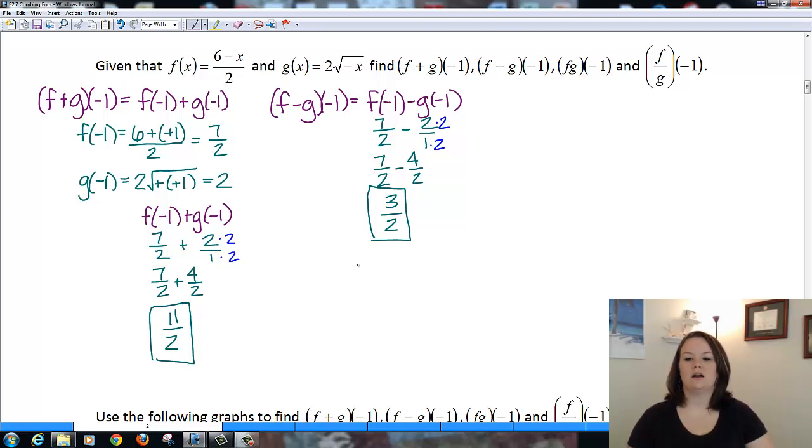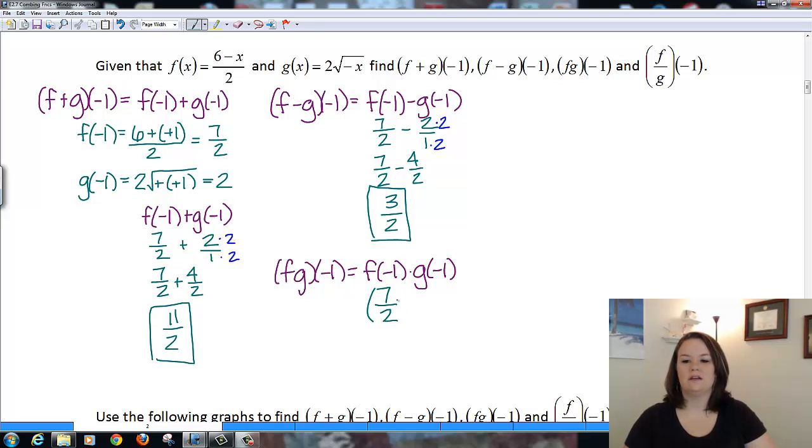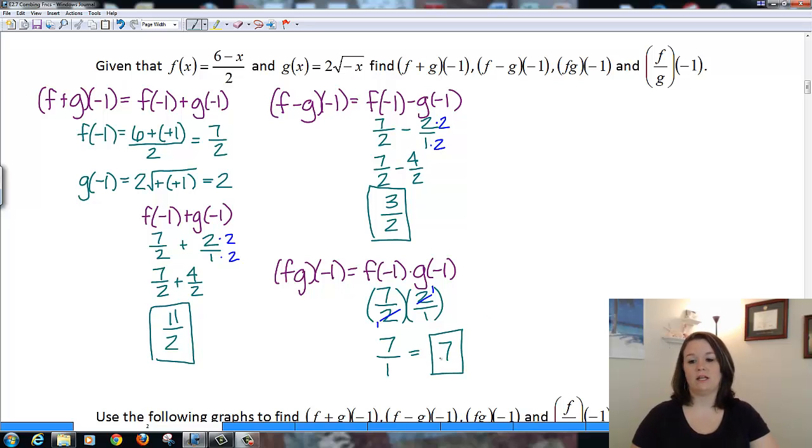Okay. So let's look at our multiplication, our product function. f times g of negative 1 means I'm doing f of negative 1 times g of negative 1. So when I plug in the values, remember that I found here in teal, that means I'm doing 7/2 times g of negative 1, which is 2, and I'm going to write that as 2 over 1. Okay. So notice here I can go ahead and reduce. My 2's cancel. 2 goes into 2 one time, 2 goes into 2 one time, which when I work this out leaves me with 7 over 1, which is just 7. Okay, so f times g evaluated at negative 1 is positive 7.